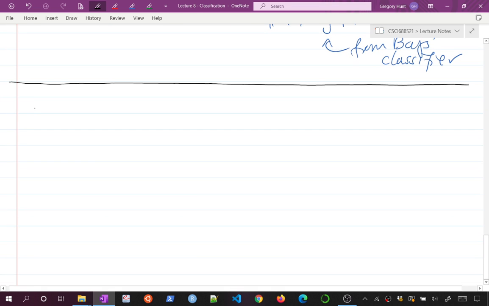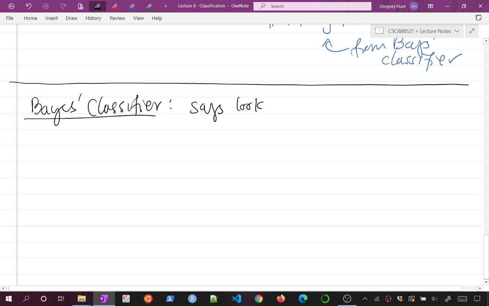So let me write it down one more time. Bayes classifier. Bayes classifier says look at what? Look at the probability I'm in each of the classes given what my covariates were. That's how you read that. Probability I'm in class C given that the covariates I read are little x. Right? So little x is the observation we have, or the point at which we want to predict.